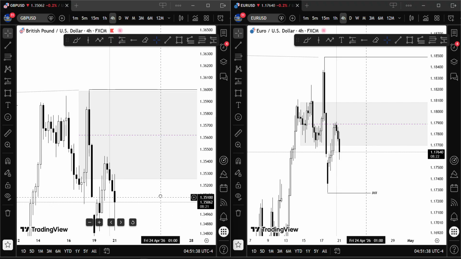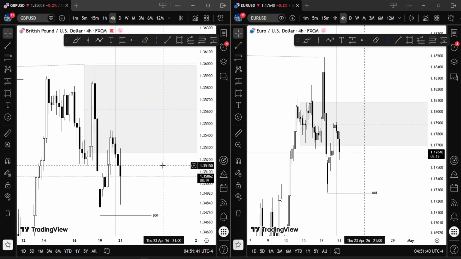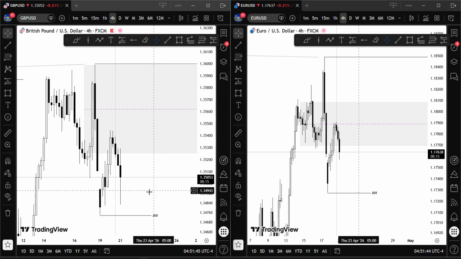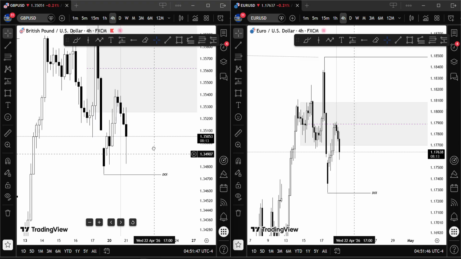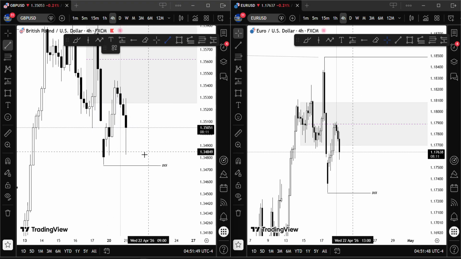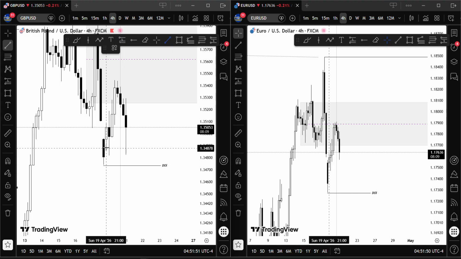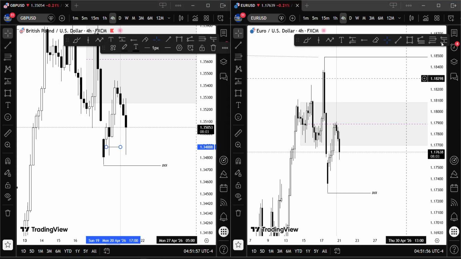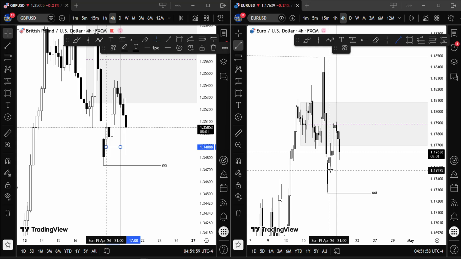So that's when two important intricacies came along that made me avoid taking any trade for the rest of the day. The first intricacy is price sweeping Asia's low, right? Asian low, right there. Same goes for Euro USD. You can see price sweeping Asia's low.